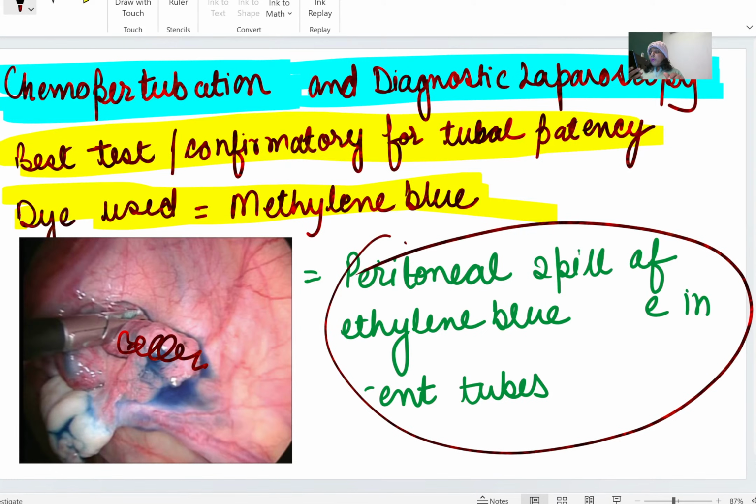This is laparoscopic chromopertubation. Laparoscopic chromopertubation and diagnostic laparoscopy is the best test for tubal patency. The dye which is used here is methylene blue. The peritoneal spill of methylene blue dye indicates patent tubes, and the dye spill is seen in the peritoneal cavity via the laparoscope.